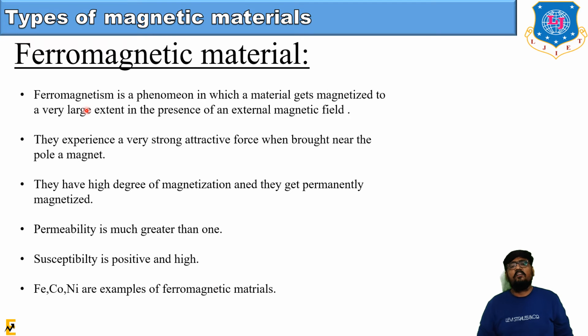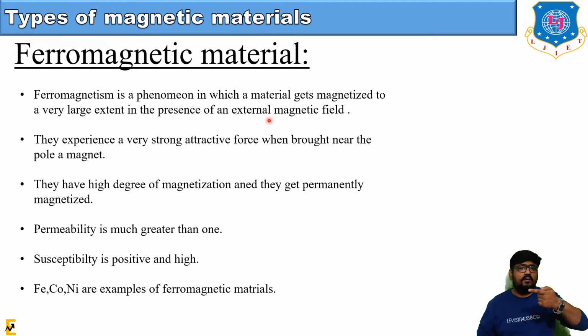Now next is the ferromagnetic material. So what is ferromagnetism? Ferromagnetism is a phenomenon in which a material gets magnetized to a very large extent in the presence of an external magnetic field. We all know ferromagnetic materials are used for manufacturing permanent magnets.